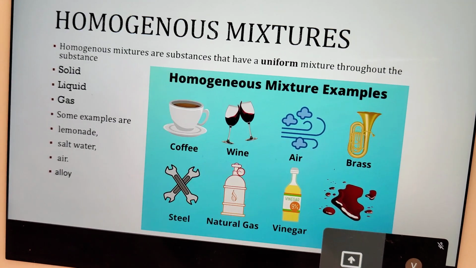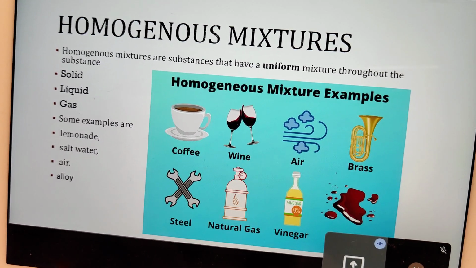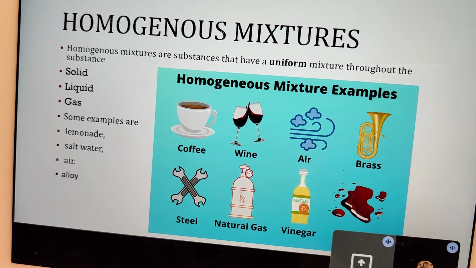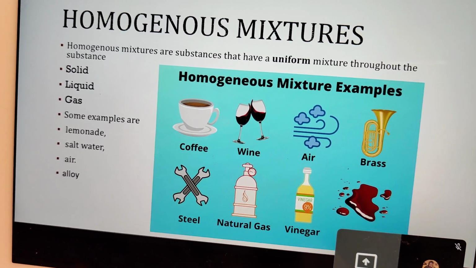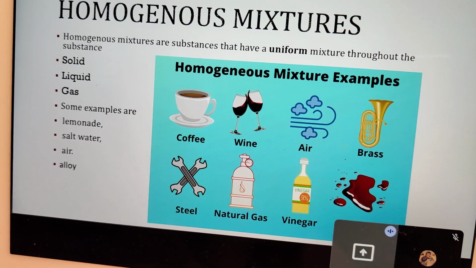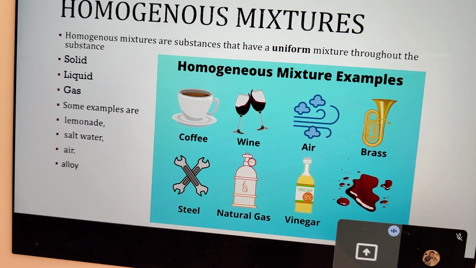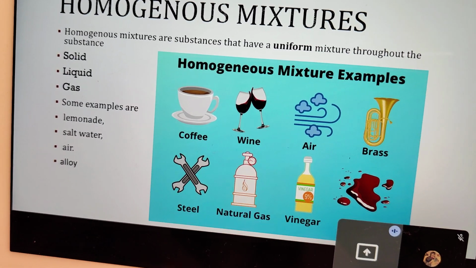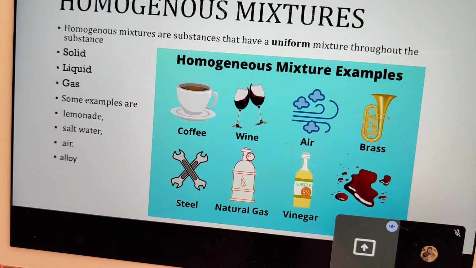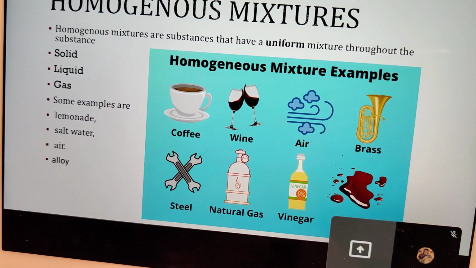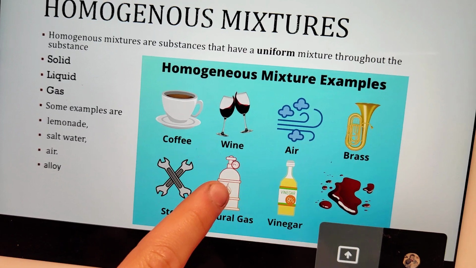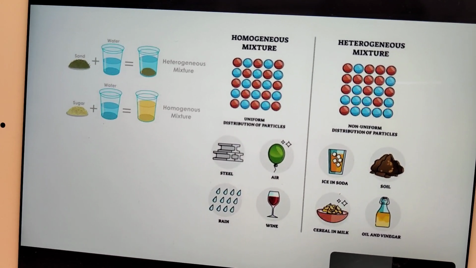Go ahead, next one. Homogeneous. Homogeneous mixtures. Homogeneous mixtures are substances that have a uniform mixture throughout the substance. They could be solid, liquid, gas. And some examples are lemonade, salt water, air, alloy. So homogeneous mixtures examples: coffee, wine, air, brass, steel, natural gas, vinegar, blood. Nice.